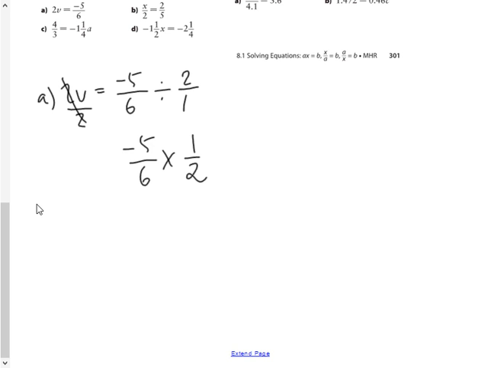we do division. Check for cross reduction, I can't. So I multiply my numerators, I multiply my denominators, and I end up with v equals negative 5/12. And that's the solution for v.